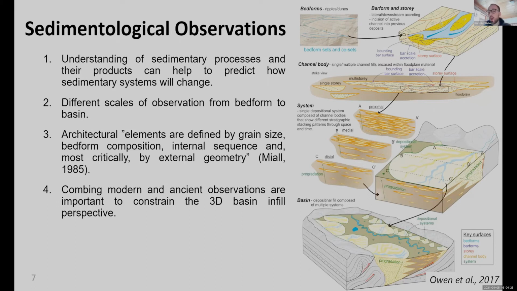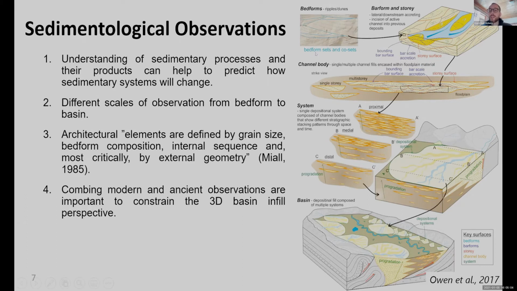And all of these different scales have an interaction between those different scales. And it's important to understand how geometrically and topologically those are related to one another. And that geometry of a sand body element is what I refer to as an architectural element. And this has developed from Miall, 1985.